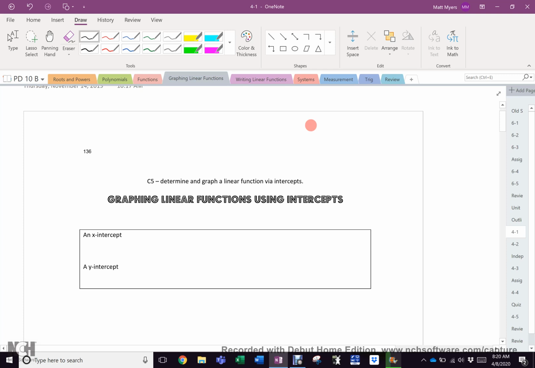Okay, grade 10s, here we go. We are in block B, which is PD10. We are on page 136 in our book. It's block D, which is Form 10. We're on page 121. So I will wait a moment for you to flip to your appropriate pages, and then we'll get started.